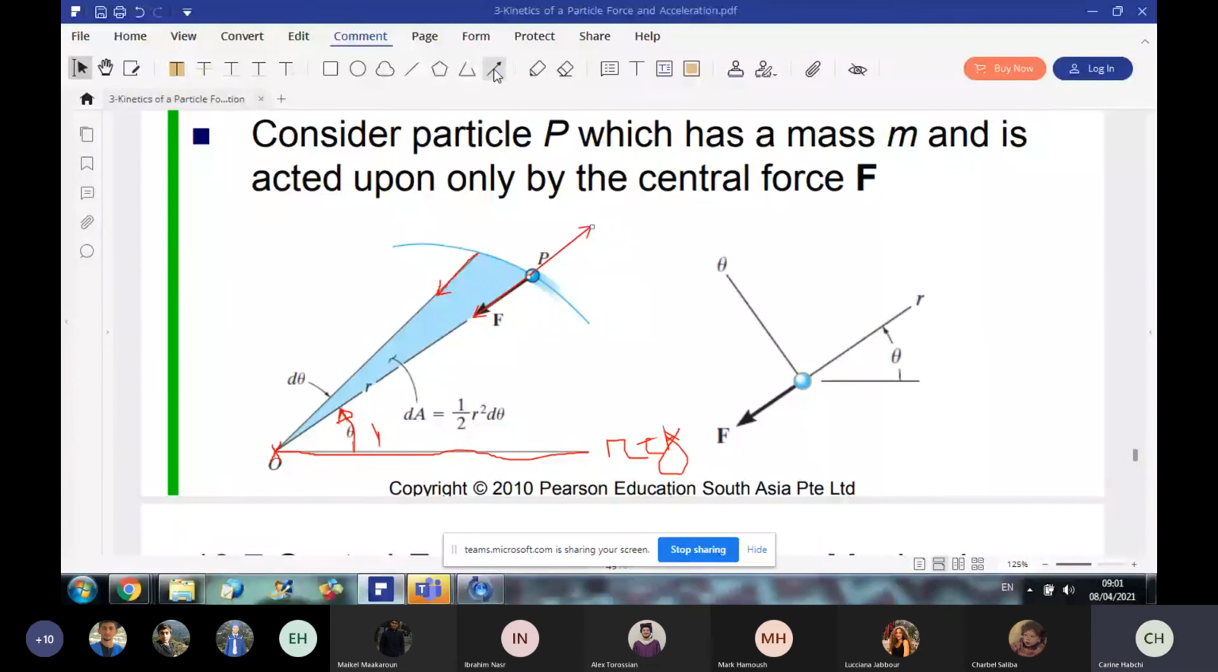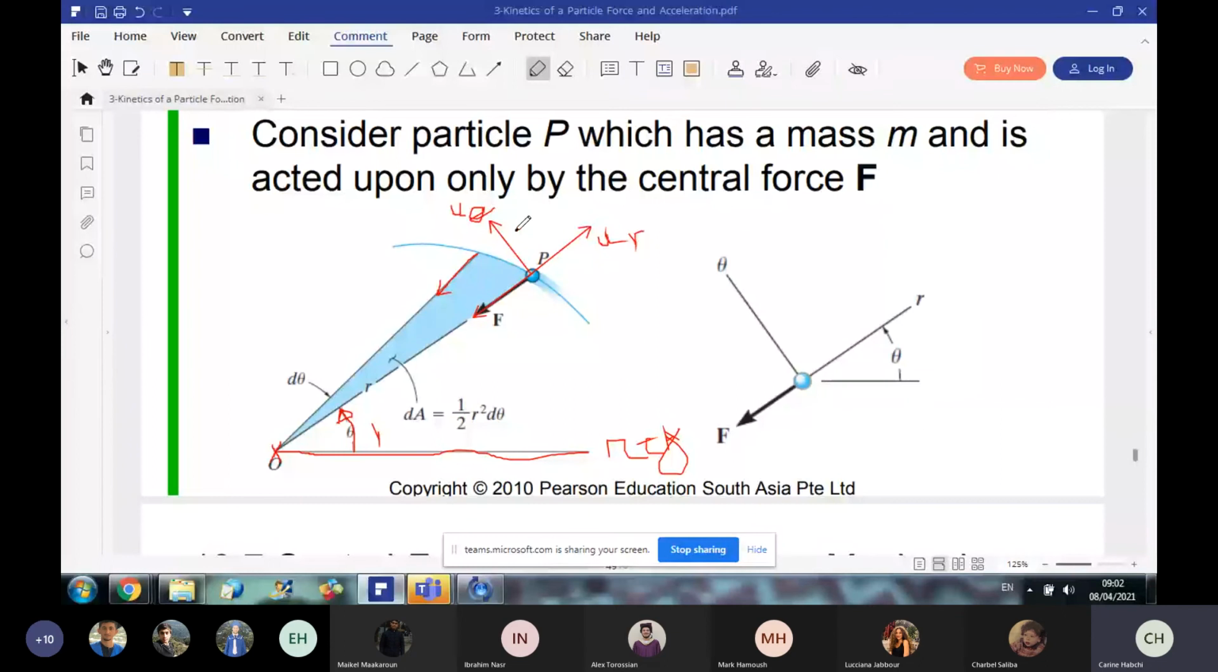And U theta is perpendicular to UR. So this is U theta. Okay. And as you can see here, the only force acting on my system is F. And it is directed along UR, in the opposite direction, towards O. This means that the sum of forces along theta will be 0. Okay, so this is a particular case because I always have my forces only along UR. So A theta will be 0.